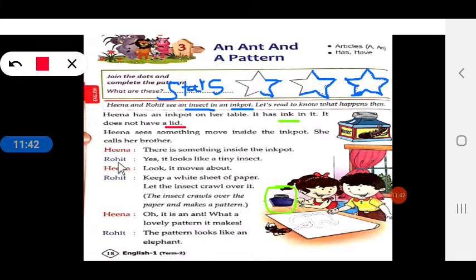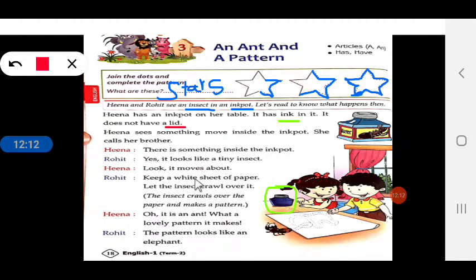Then Rohit, looking into the bottle, says, yes, it looks like a tiny insect. He looks into the ink pot and something is moving inside. He guesses, but does not confirm what it is. Exactly what it is, he did not say. So he said, yes, it moves, or it looks like a tiny insect.